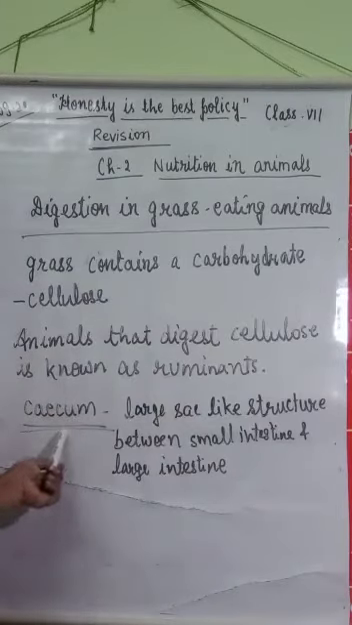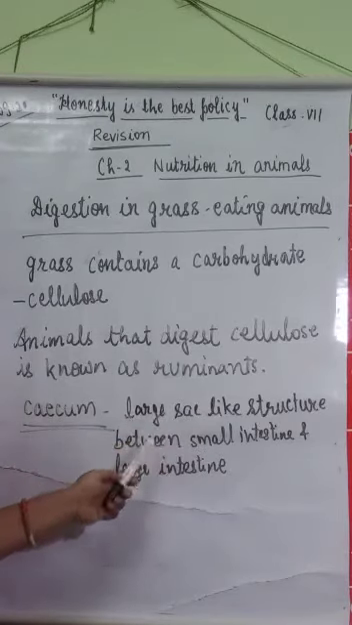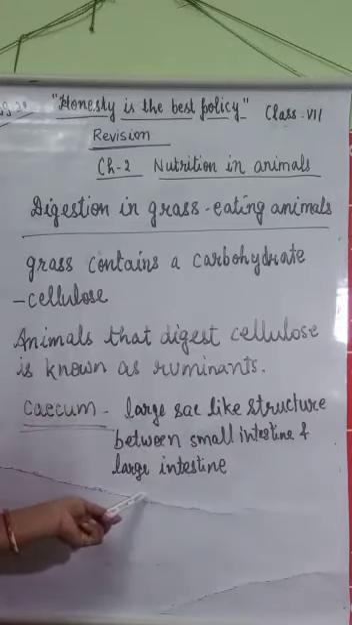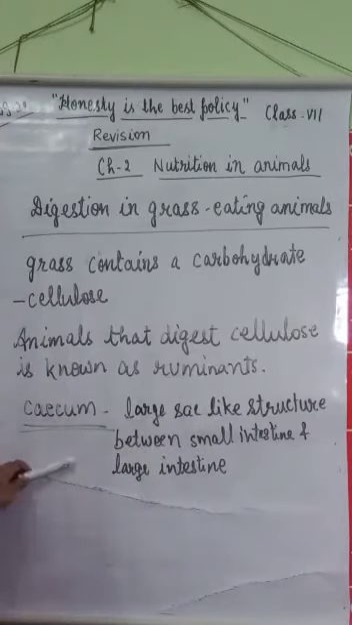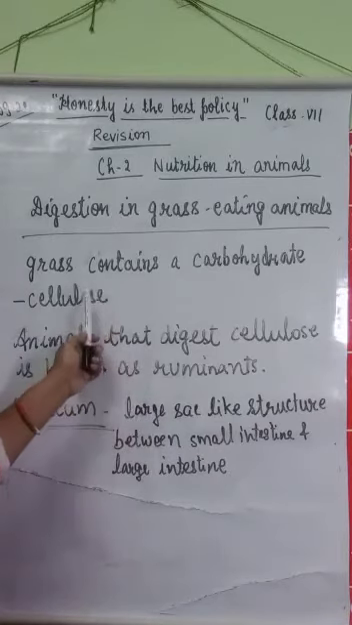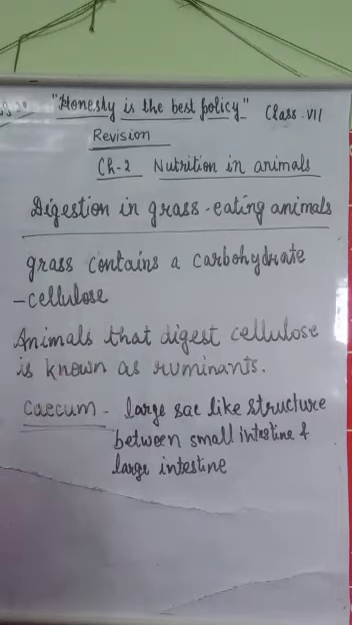In their digestive system, the cecum is present. Cecum is a large sac-like structure between the small intestine and large intestine. It has some bacteria that help in the digestion of cellulose. Human beings do not have this type of bacteria, so human beings do not digest cellulose. Cecum is present only in ruminants. Cows, buffaloes, goats, all these are grass-eating animals that are known as ruminants, and they have cecum.